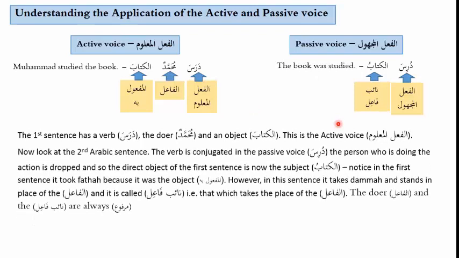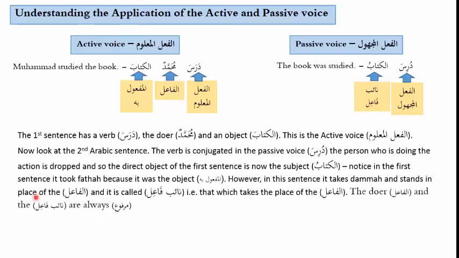Now, if you look at the second Arabic sentence, the verb is conjugated in the passive voice. Durisa. We said for the passive voice, the fa'ul kalima takes a dhamma, and the ainul kalima takes a kasra. In this case, the fa'ul kalima is dal, so it takes a dhamma, so it's do. The ainul kalima is ra, so it takes a kasra, do, risa. Okay? The verb is conjugated in the passive voice.